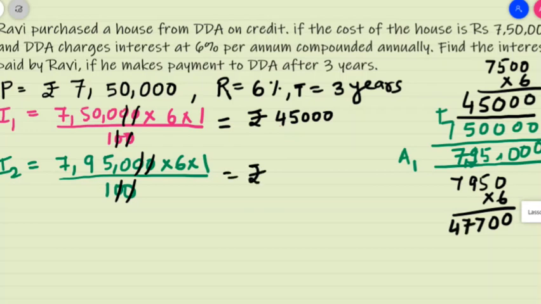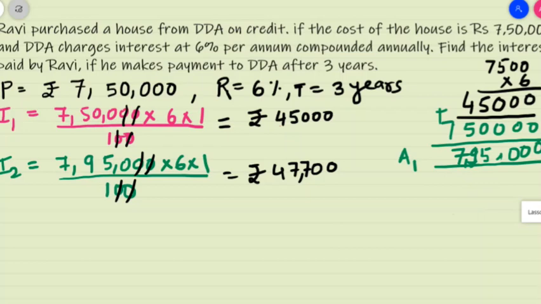So this will be 47,700. Okay. Now this 47,700, what is this 47,700? This is the interest after the second year. Now we have to find out what will be the amount to be paid after the second year. So amount will be how much? Amount for the second year will be 7,95,000 plus 47,700. This will be the amount.